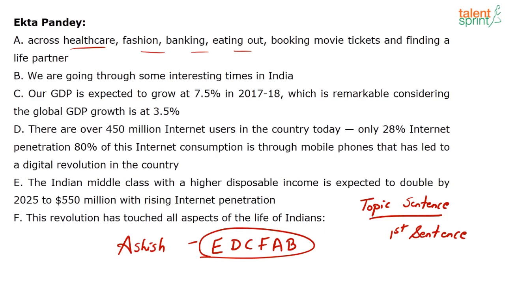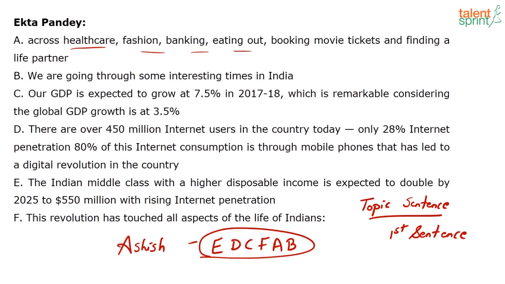Our GDP is expected to grow at 7.5% in 20 and so on, okay. There are over 450 million internet users in the country today, okay. The Indian middle class with a higher disposable income is expected to double by, okay. So a lot of you have come back and said it can be D, it can be E, some of you said C, okay. And then F says this revolution has touched all aspects of the life of Indians.